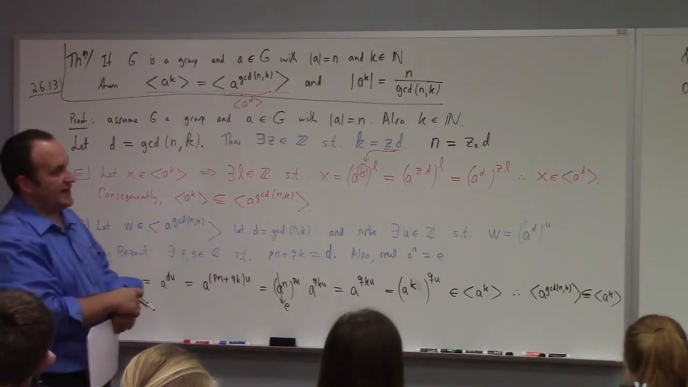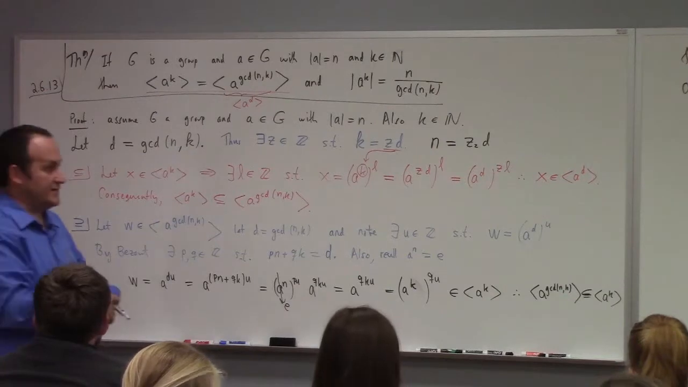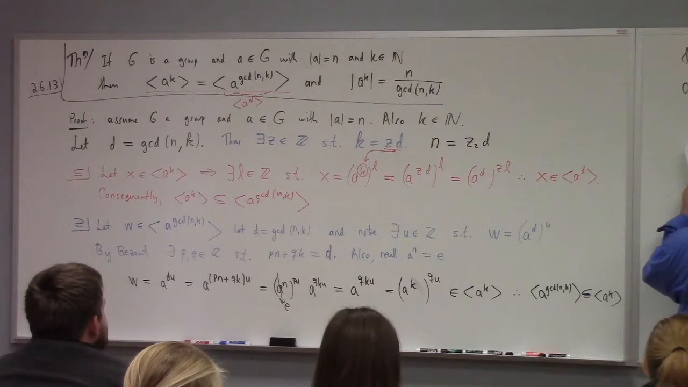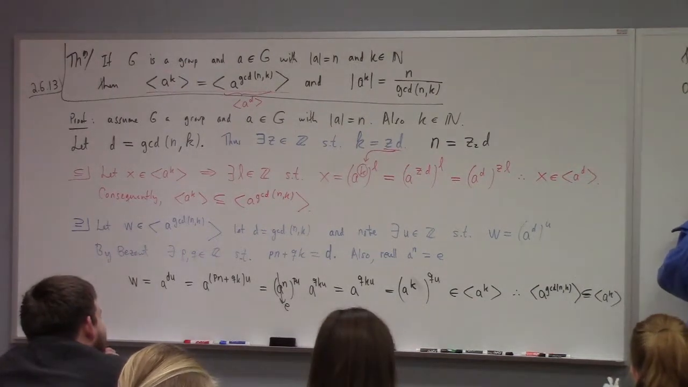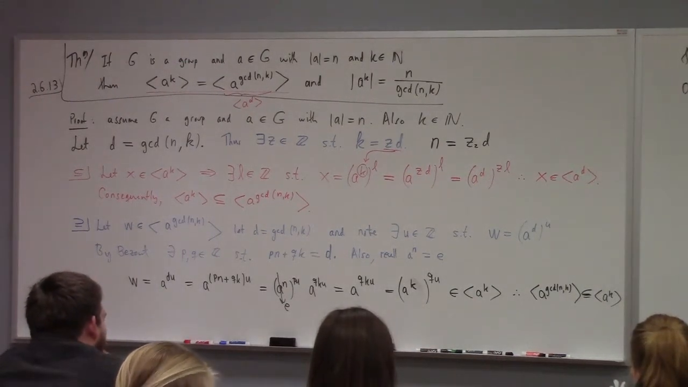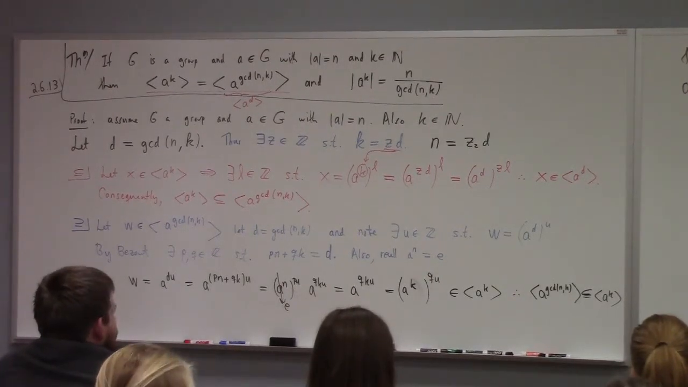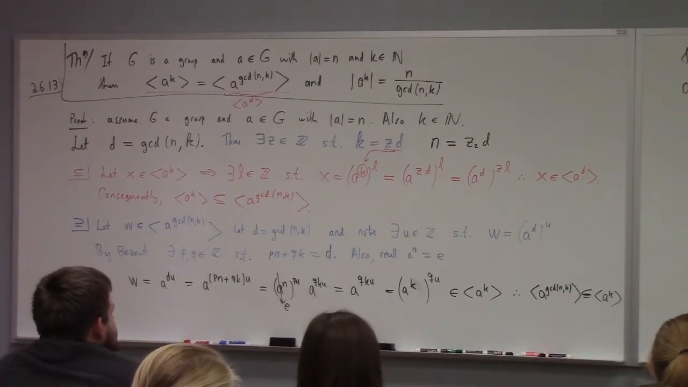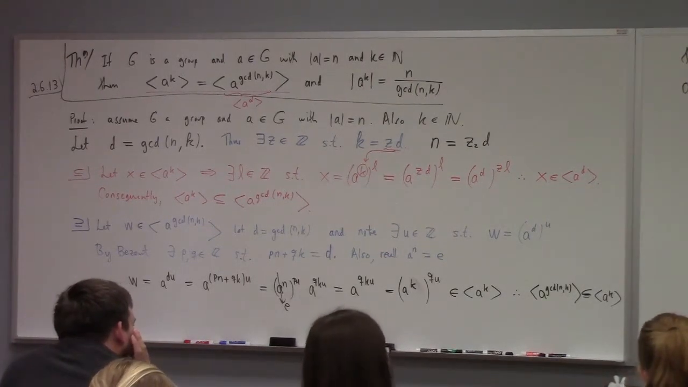So it makes sense to say a to the d to the n over d, because n over d is by assumption an integer. I can raise it to this power. But this is equal to what? Well, this is equal to a to the n, right? Which is, of course, e. Therefore, the order of a to the d is less than or equal to n over d. Fine.